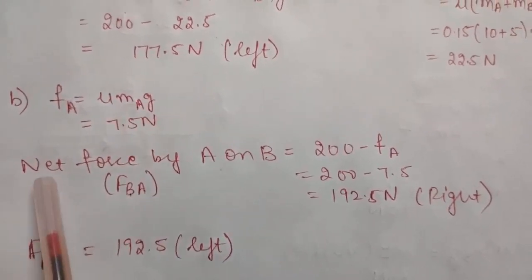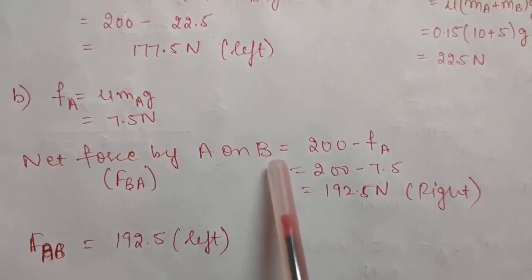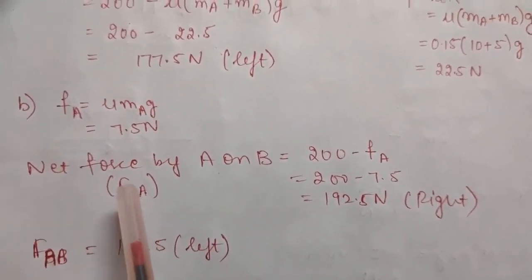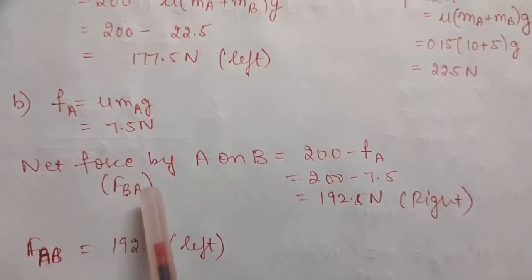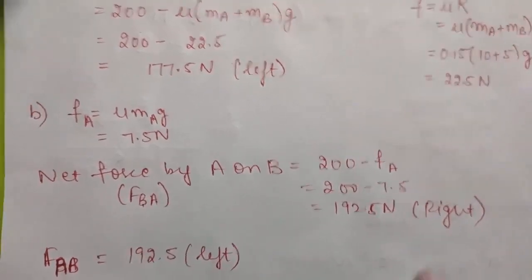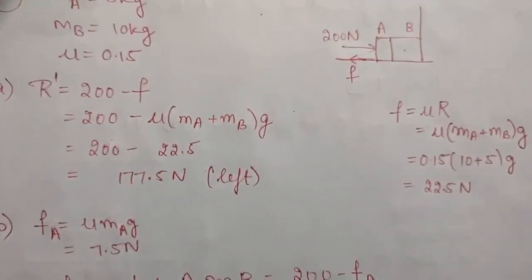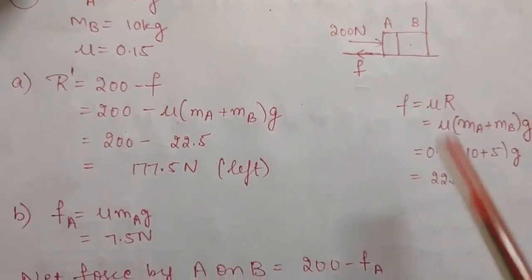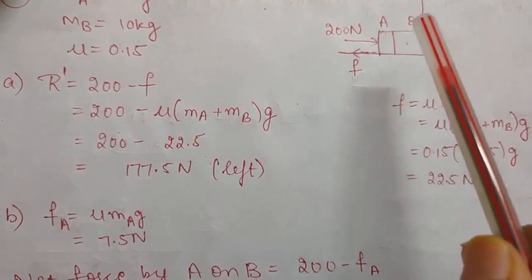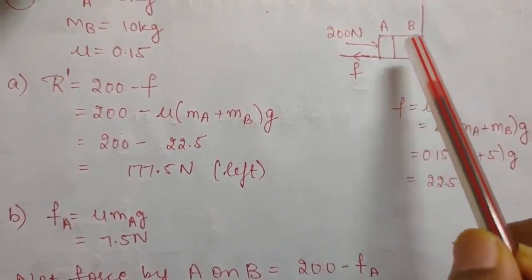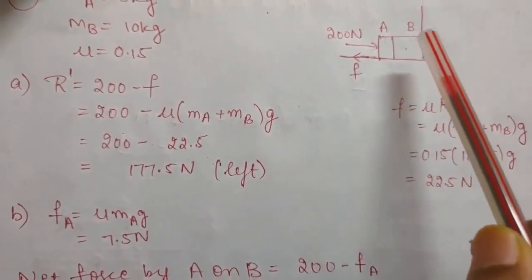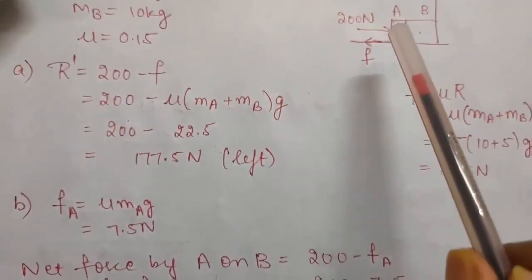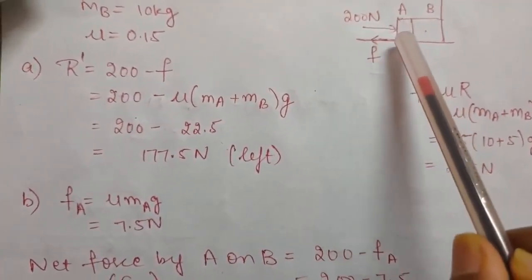So now let us calculate net force by A on B, that is FBA. This is nothing but force on B by A. Can you tell in which direction the force on B by A will be? See, A is pulling it to the right side, so that means force on B by A will be in the right direction. And 200 Newton is applied on A.